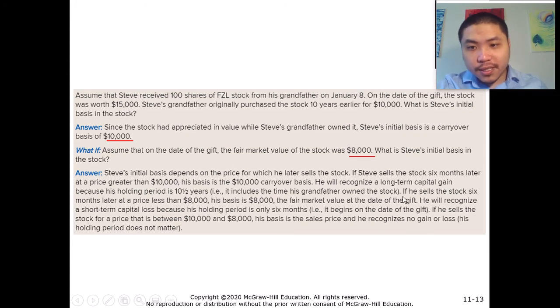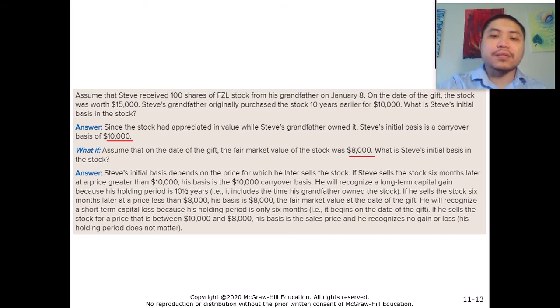Let's say he sells the stock 6 months later at a price of less than $8,000. His basis is going to be $8,000, the fair market value at the date of the gift, and he recognizes a short-term capital loss because his holding period is only 6 months. So the carryover holding period only applies when the taxpayer later sells the stock and recognizes a gain, not a loss. And if he sells the stock for a price between $10,000 and $8,000, his basis is the sell price, and he recognizes no gain or loss.